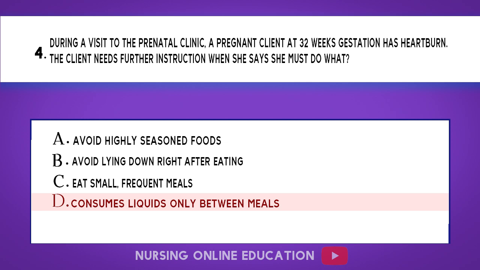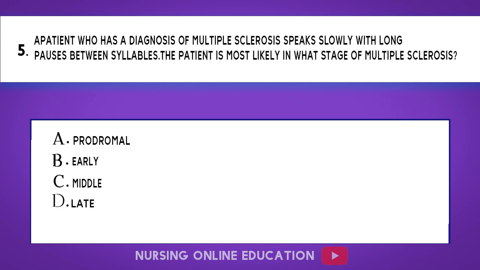Avoid highly seasoned foods. 5. A patient who has a diagnosis of multiple sclerosis speaks slowly with long pauses between syllables. The patient is most likely in what stage of multiple sclerosis? A. Prodromal, B. Early, C. Middle, D. Late. The answer is option D.